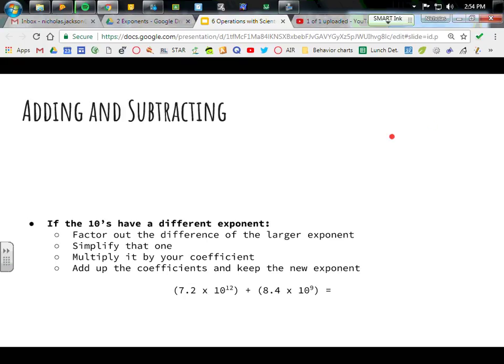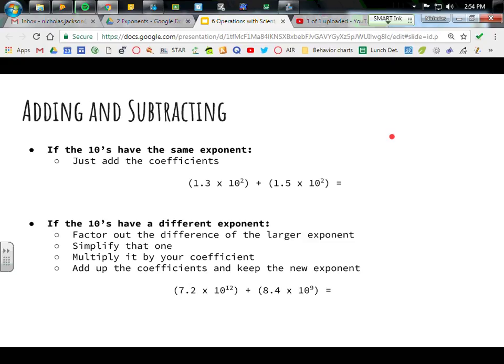All right, adding and subtracting. Adding and subtracting is a lot more complicated. Now, if the tens have the same exponent, it's simple. You just add the coefficients.